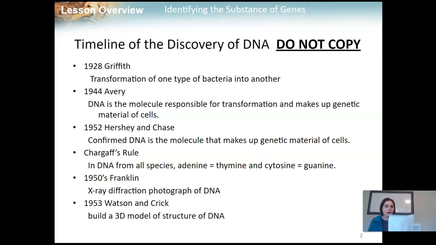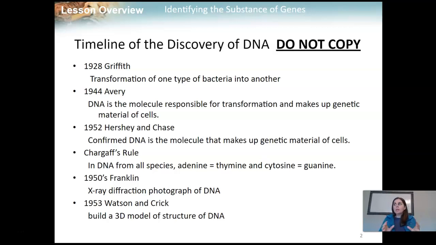So DNA has a very interesting history. Back in 1928, a scientist named Griffith was looking at the transformation of one bacteria into another. Kind of got the idea that there was something going on. There was some way that information was being passed from one thing to another. Then in 1944, we have the idea that DNA is the molecule responsible for those transformations that they had seen, and that it makes up the genetic material in cells.